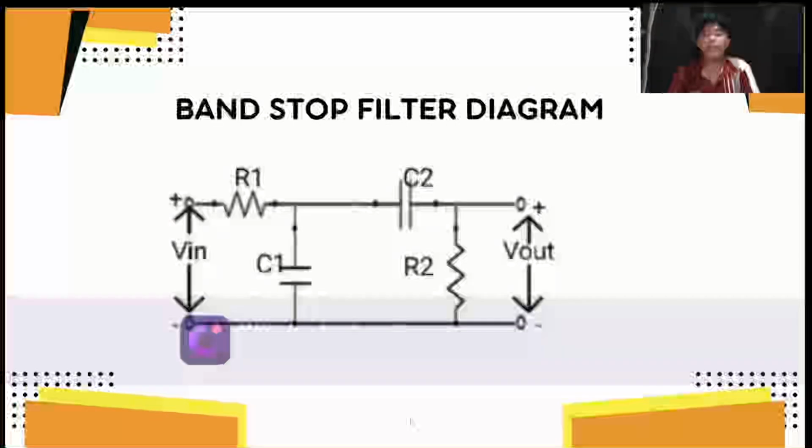Band stop filter diagram. A band stop filter diagram typically includes a visual representation of the circuit used to implement the filter as well as its frequency response. This circuit diagram shows its components as well as how they contribute to the filter's functionality.